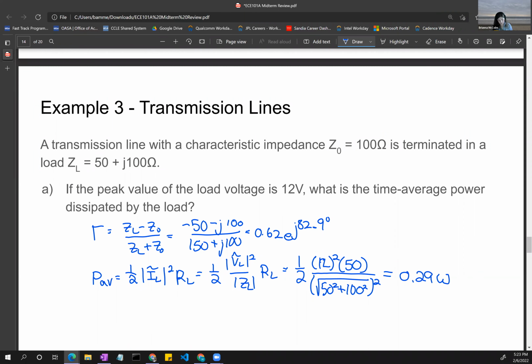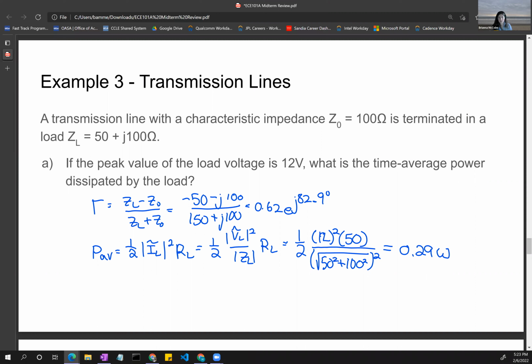Okay, so in this expression, the 1/2 came from this 1/2 here, and then the voltage squared, that's going to be the 12 volts given in the problem as the peak load voltage, and then the 50 is the real part of the load impedance, and then the denominator is the magnitude of the load impedance squared. Does that make sense? I'm sorry, what do you write in the squared part on the numerator? Right next to... Oh, this 50. That's a 12. Sorry, it's a little messy.